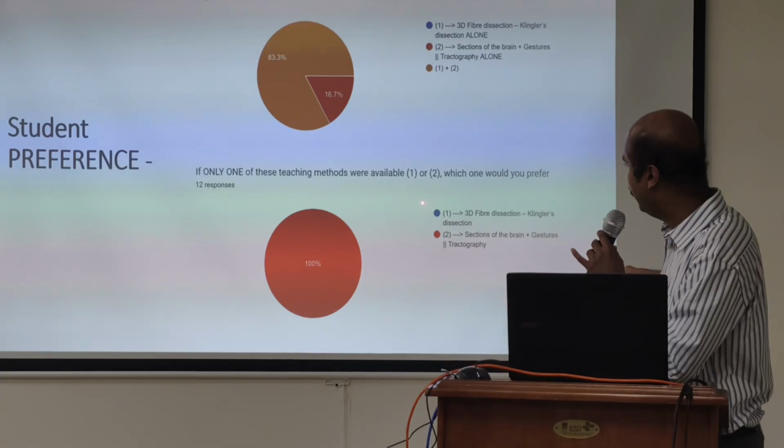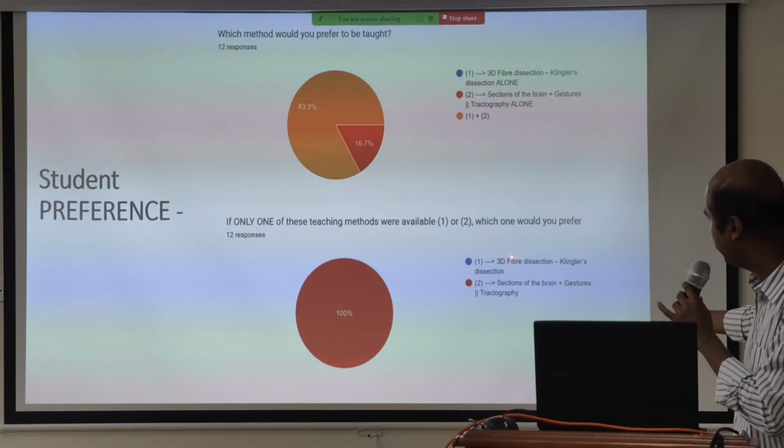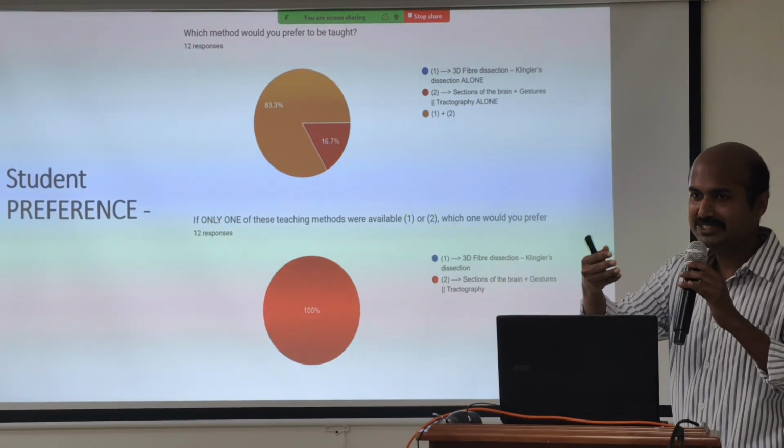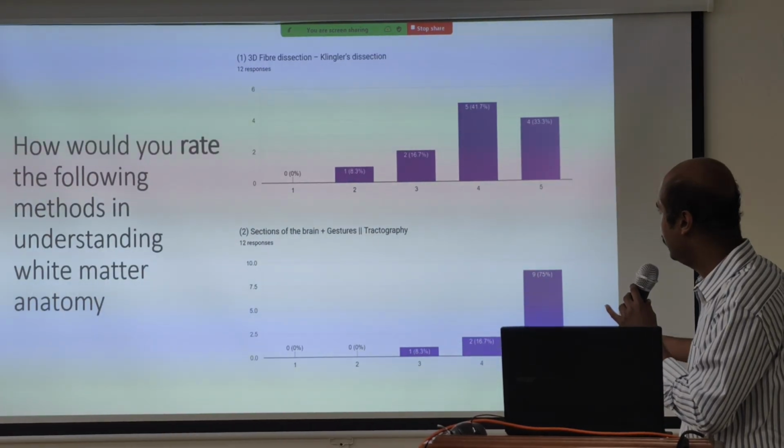So if only one is given, which was opted, their choice was sections of the brain and gestures more than 3D fiber dissection. More probably because fiber dissection is very complicated to do as well as to understand. So this was rated as more.